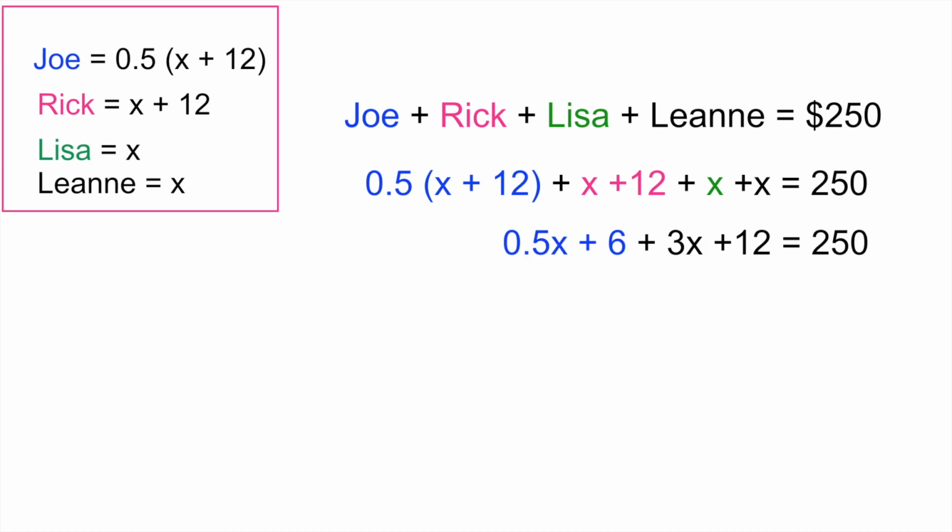And then what you're going to do is add up the other numbers. So you have the x from Rick, 1x from Lisa, and 1x from Leanne. That gives you 3x plus 12. Okay, so that solves to that. And now what you have is a very simple algebra equation that you can solve.